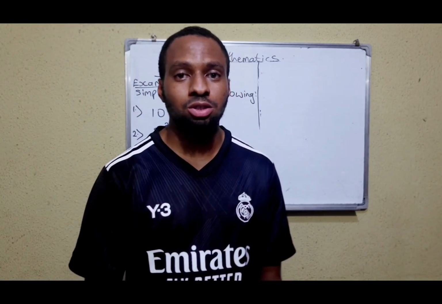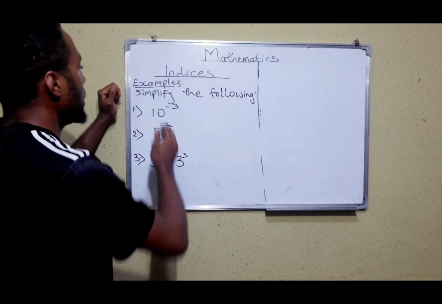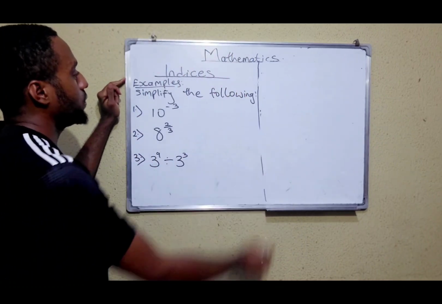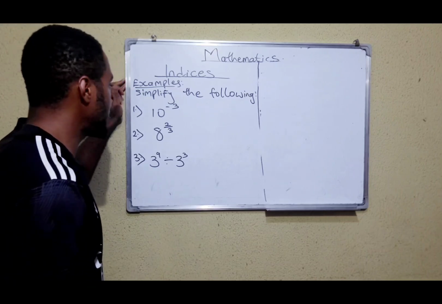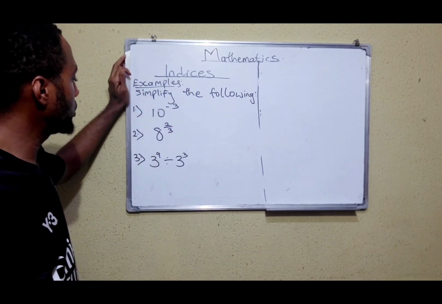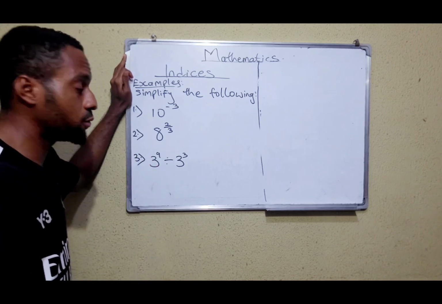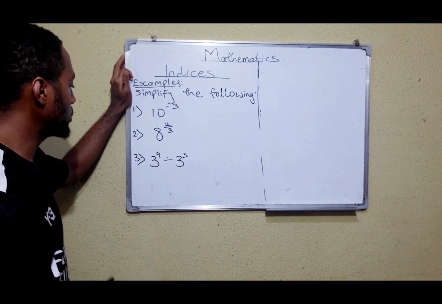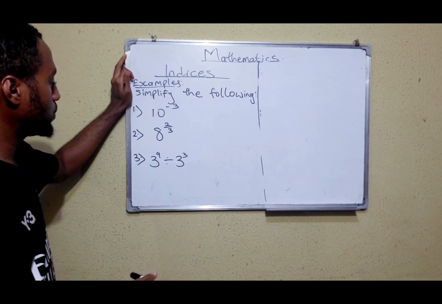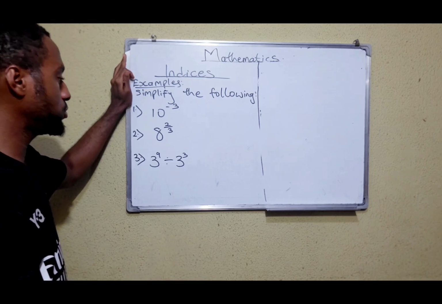I've picked out some examples for us to simplify already. So here we have it. Examples, simplify the following. Let's observe them. Number 1, 10 raised to the power of minus 3. Number 2, 8 raised to the power of 2 over 3. And number 3, 3 raised to the power 9 divided by 3 raised to the power of 3.